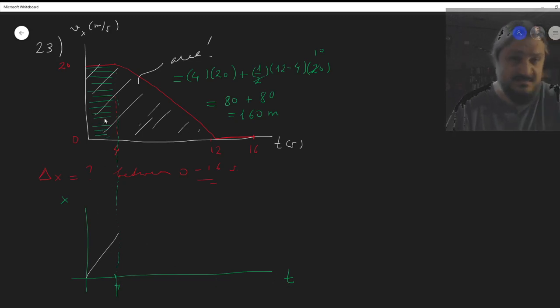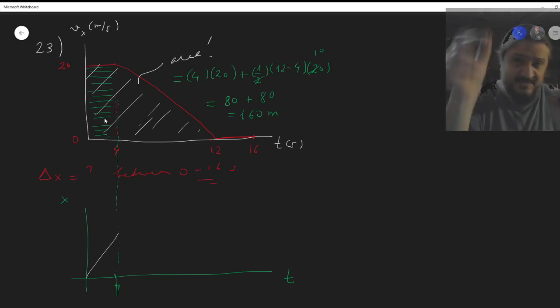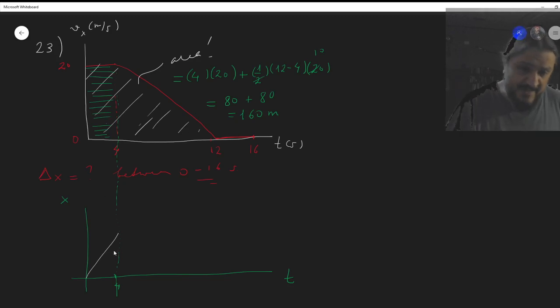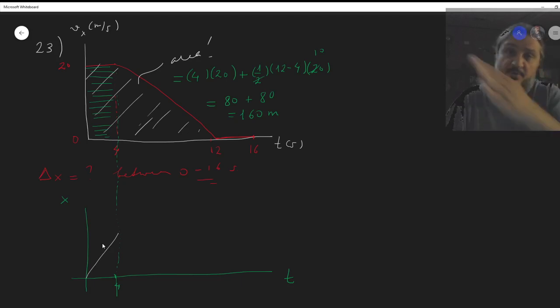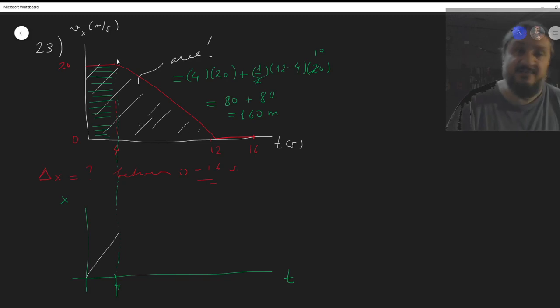So the instantaneous velocity can be found by drawing a tangent to the position-time graph at any given point and finding the slope of that tangent. Along any point here, the tangent is this line, because it's just a straight line. So I have a constant slope. Constant slope means constant velocity. That's why it's a straight line.